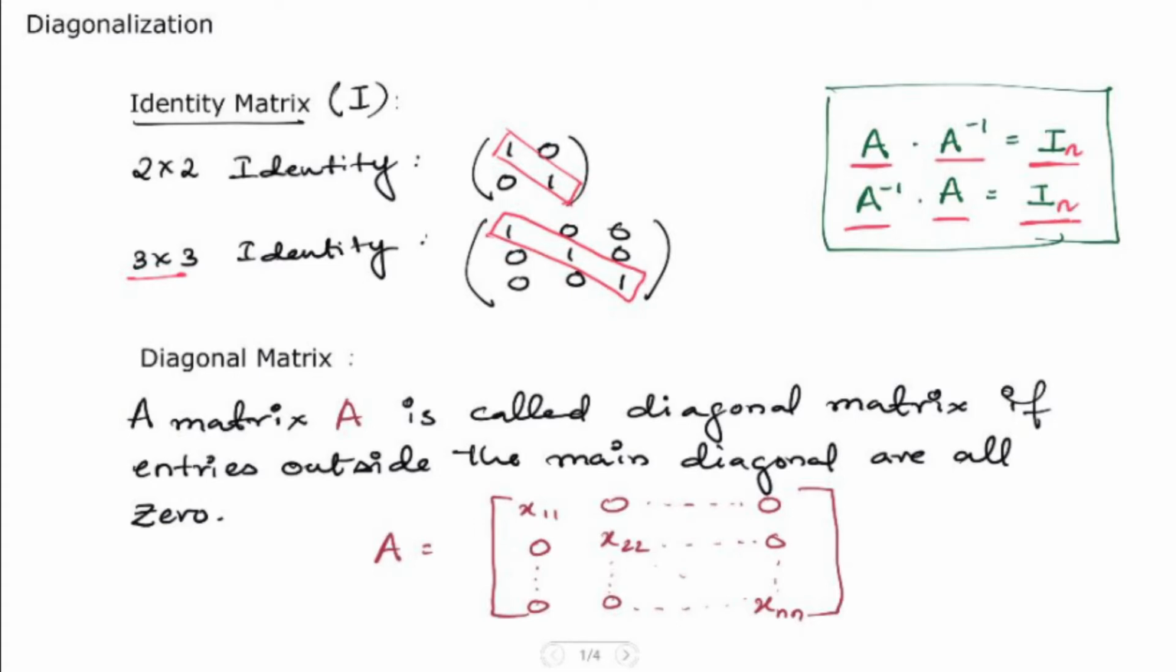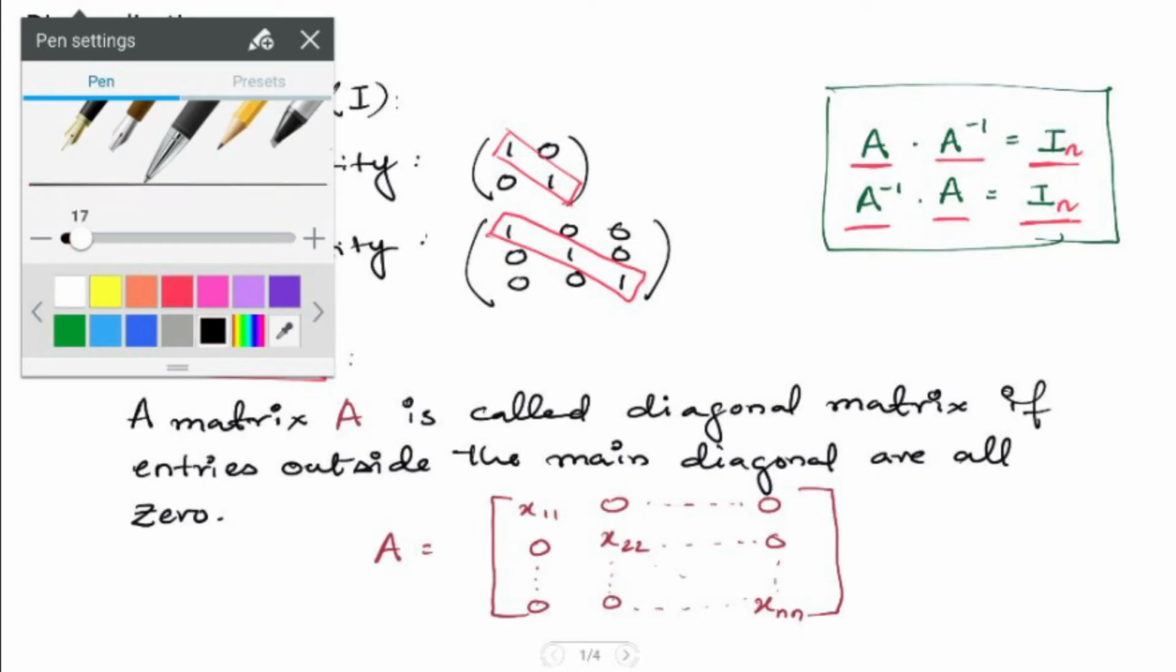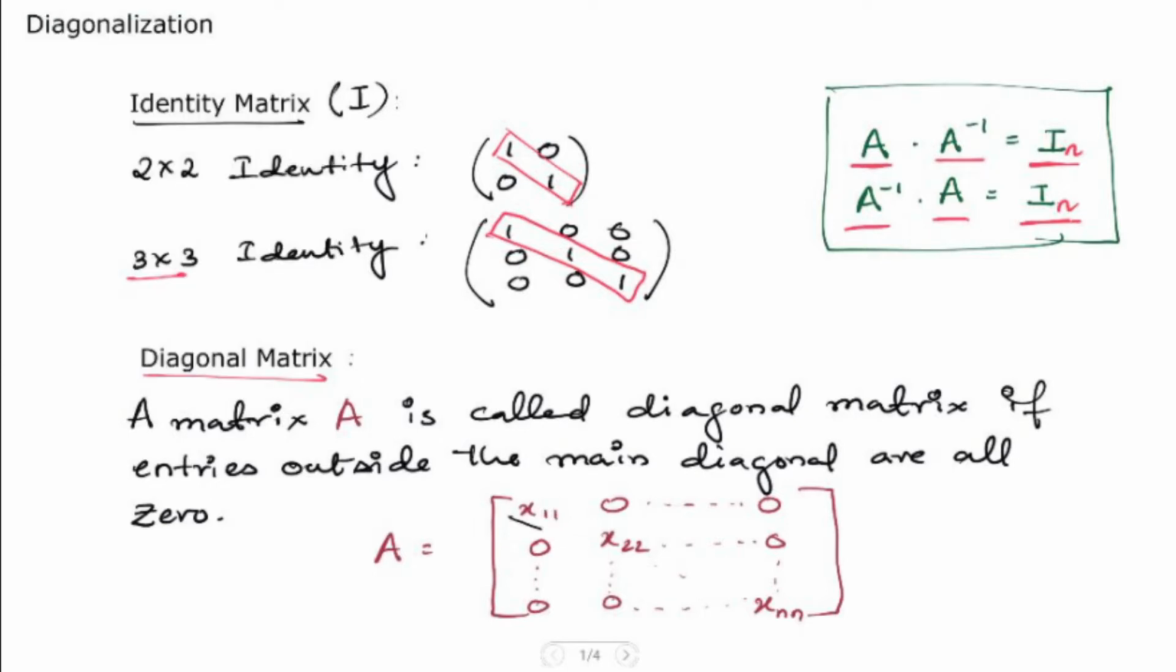And next we'll discuss diagonal matrix. So a matrix A is called diagonal matrix if entries outside the main diagonal are all zeros. So as you can see here, the diagonal elements here are non-zero elements, but all the rest of the elements are zeros. So such a matrix is called a diagonal matrix. So you can say that an identity matrix is also a diagonal matrix.